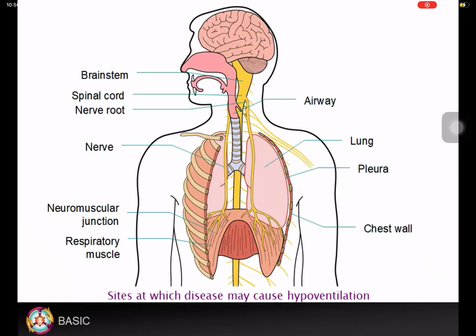When trying to remember the causes of hypoventilation, it is simplest to think through the neuromuscular mechanism of ventilation and its control, and through the respiratory system problems that might impede ventilation. Disease at any of these sites may cause hypoventilation.